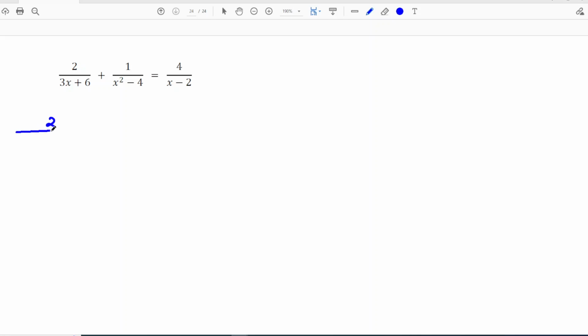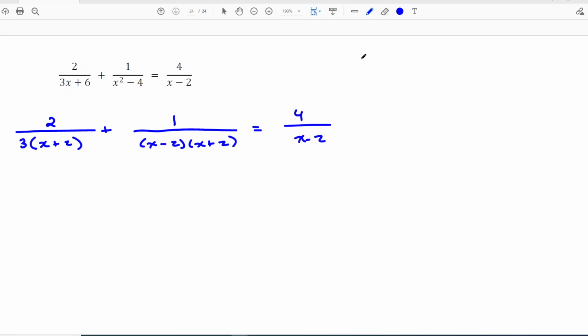So I'm going to factor first. Out of my denominator, I can do what? Greatest common factor out a 3. I'm left with x plus 2. Then what's going on with this guy? Difference of squares in the denominator. X minus 2, x plus 2. And then over here, it's all good.